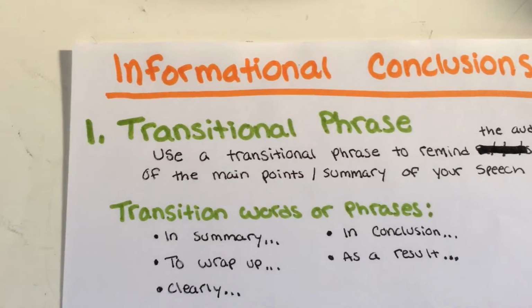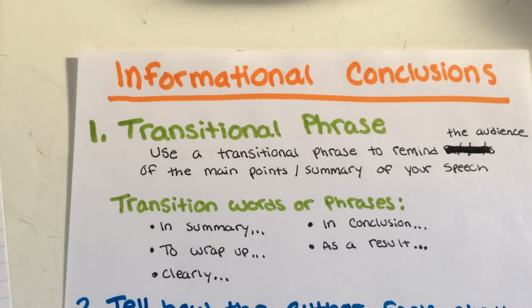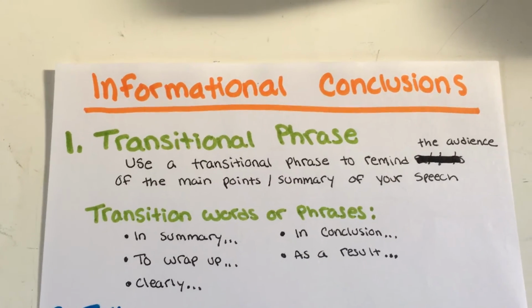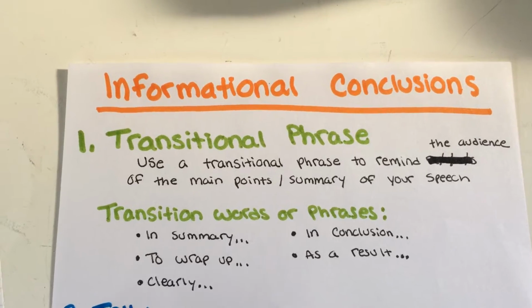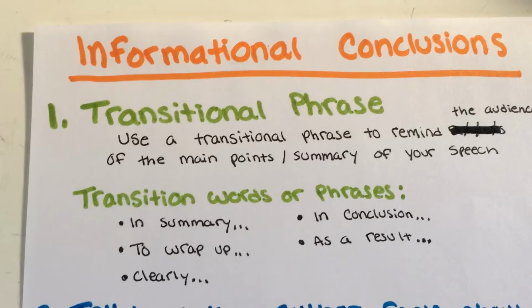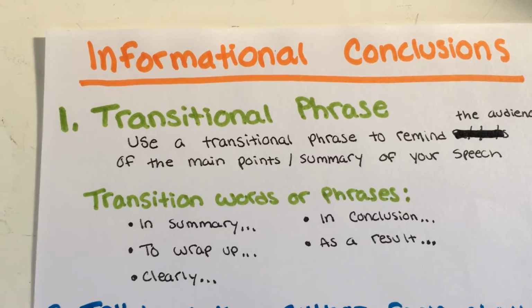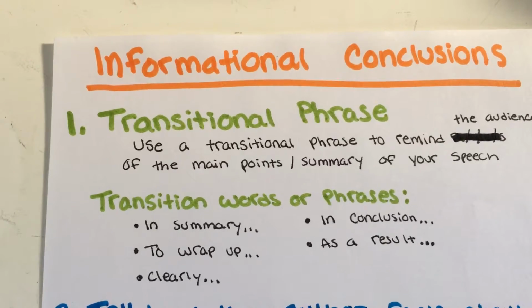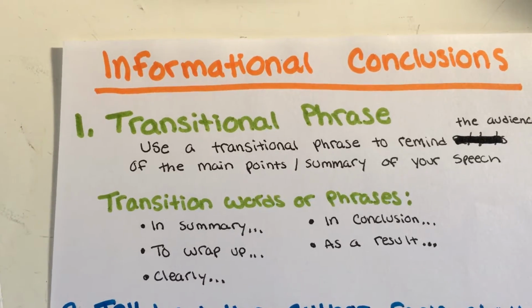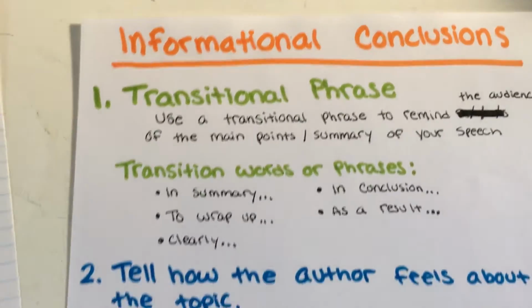The first thing that you should include is a transitional phrase. That transitional phrase is going to remind the audience of the main points and kind of summarize your speech. Some transition words or phrases that you might use are in summary, or to wrap up, or clearly, or in conclusion, or finally, as a result.